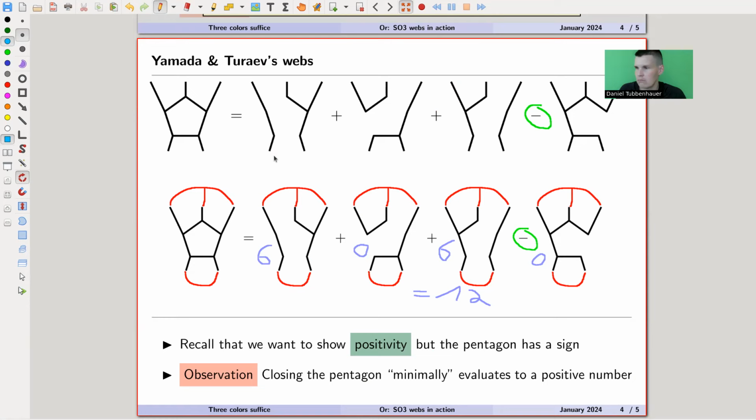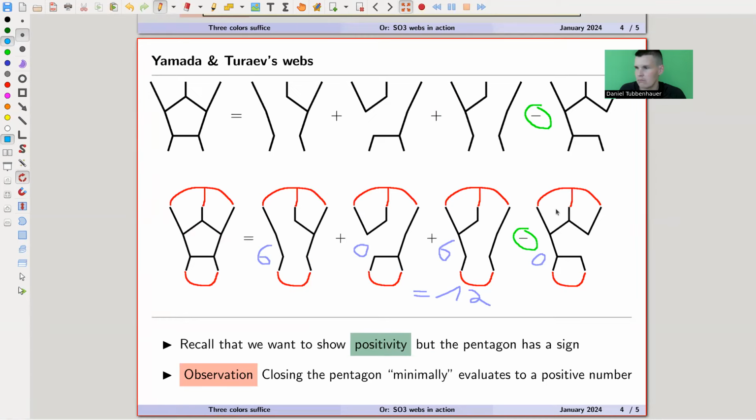How do you want to show positivity? Positivity can be shown as follows. If you close the relation in any possible way, and you can close it minimally, so not creating any new faces in the red part, and you use the VAP evaluation, you will always get a positive number regardless of the sign. This is an observation which will lead us to a proof of the four-color theorem.